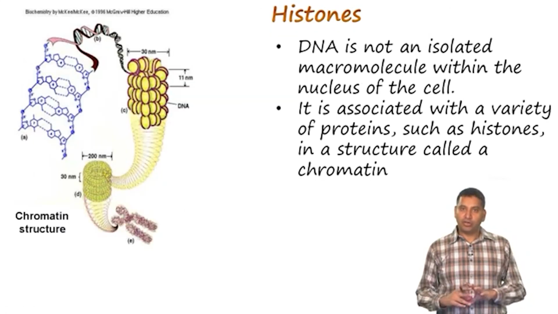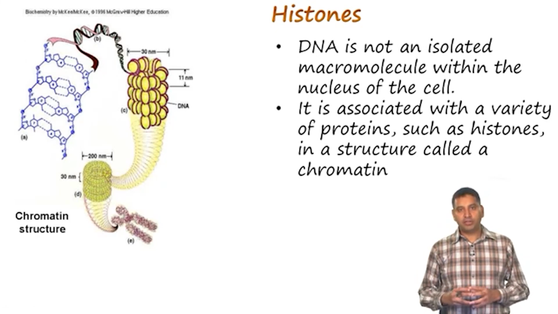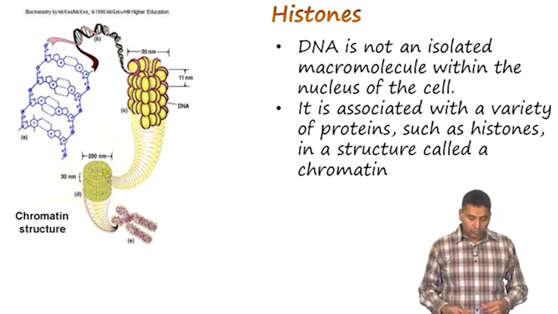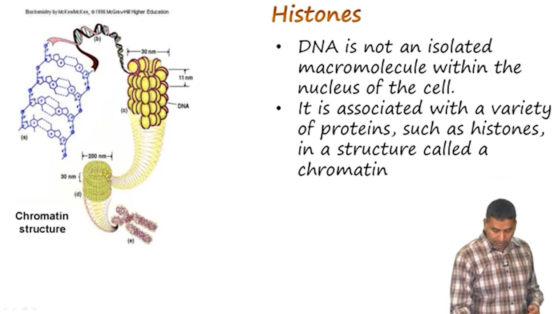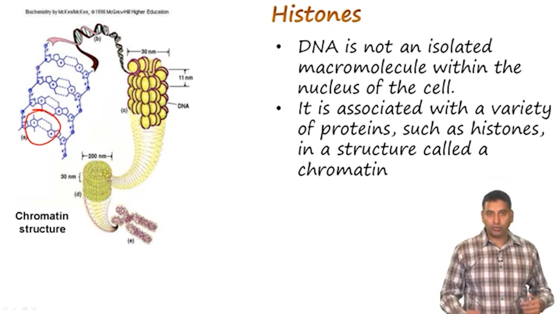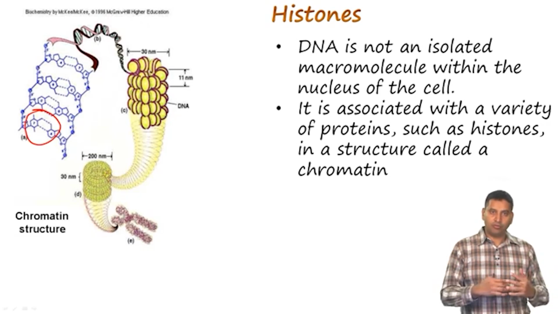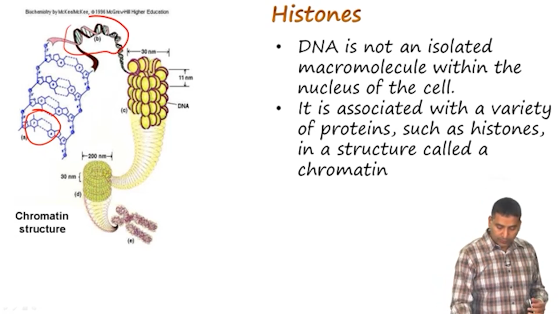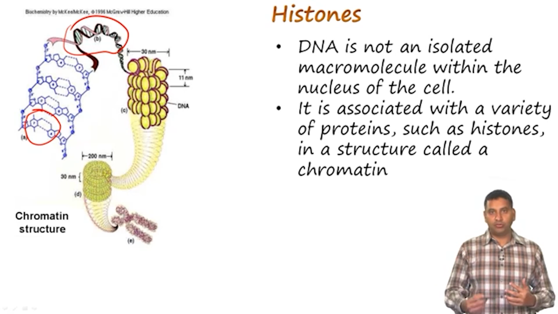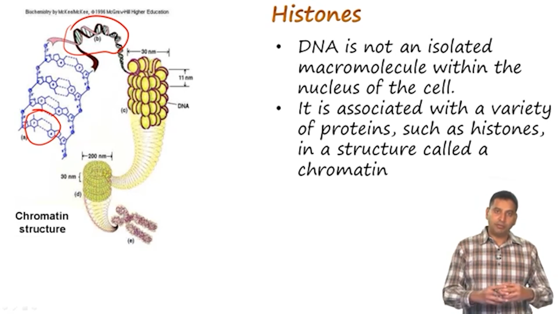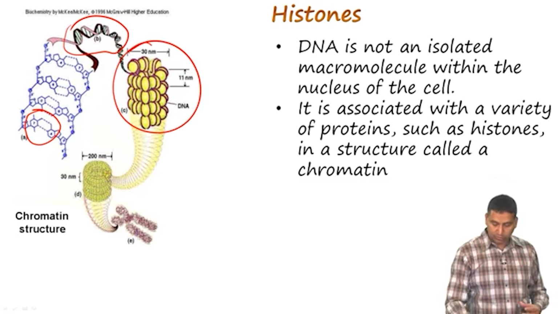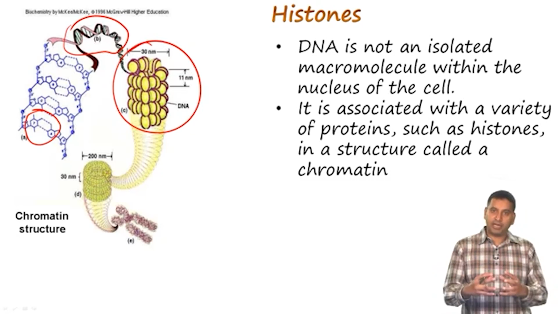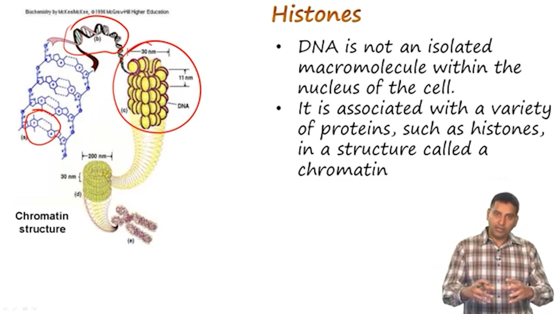So, DNA is not an isolated macromolecule within the nucleus of the cell. It is associated with a variety of proteins such as histones in a structure called chromatin. As we just saw, this is the primary structure of DNA, a sequence which can then fold into a secondary structure, the double helix as shown here, and then this double helix can be coiled and supercoiled, and then associated with proteins such as histones, and further packaged into histones and chromatin.